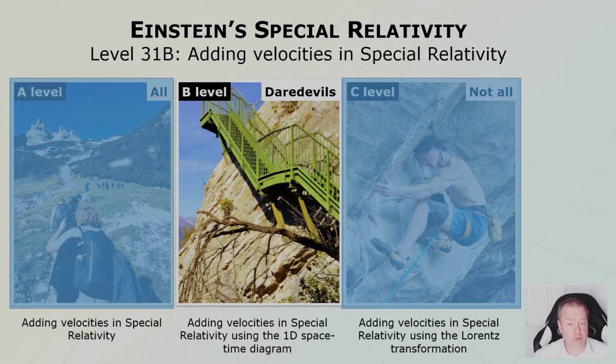I am assuming that you've seen the A level in which we let rockets go head to head. I will do a short recap, but then we will look in the space-time diagram at how we can add velocities in special relativity. So here we go.